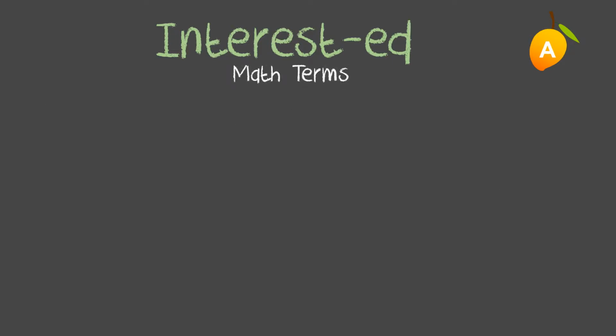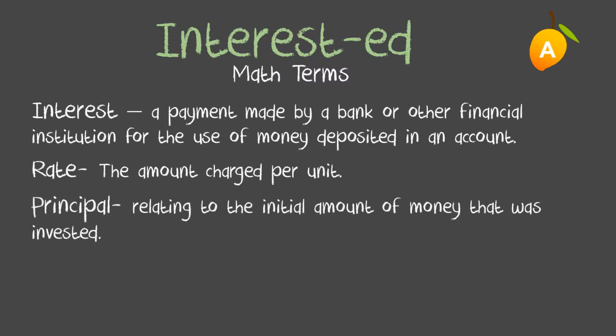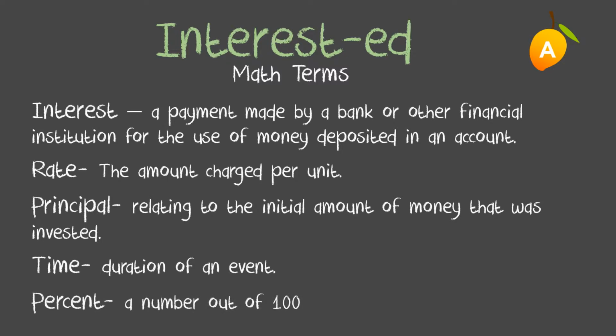The math terms are: interest, a payment made by a bank or other financial institution for the use of money deposited in an account. Rate, the amount charged per unit. The principal, relating to the initial amount of money that was invested. Time is the duration of the event. And percent is a number out of 100.